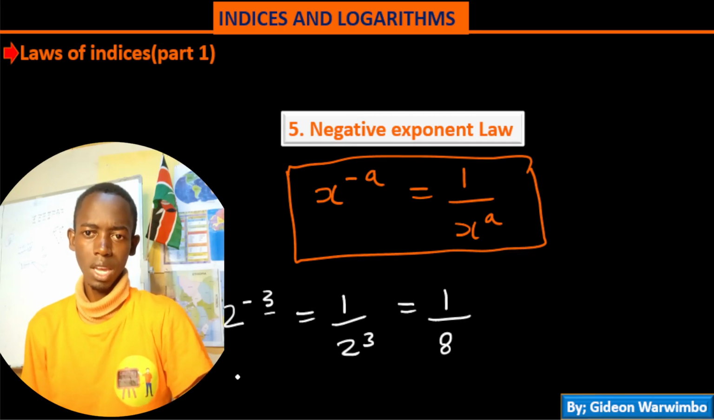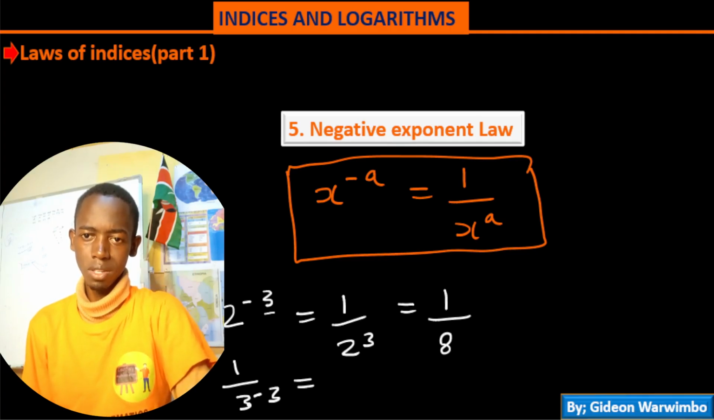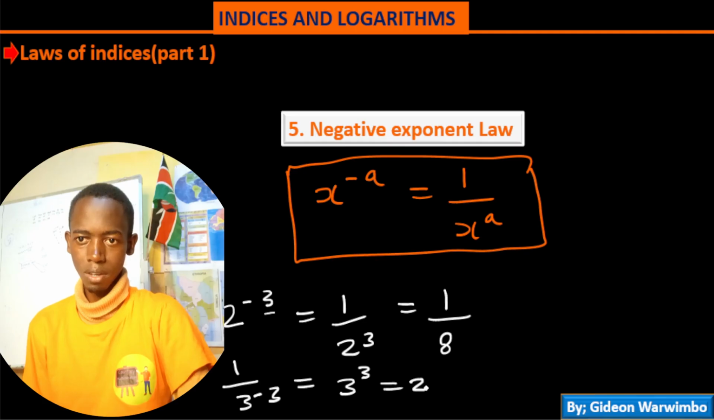Similarly, when you've got a case like 1 over 3 to the power negative 3, how can you apply this law or this formula to get a value where we don't have a denominator? The way that you are supposed to do that is just to take the value that is here in the denominator, which is 3 to the power negative 3, but this time round, because we've taken this one to the numerator, we negate the sign from a negative to a positive to get 3 to the power 3, which would give us 27. So that's how we get to apply this law, that is the negative exponent law.